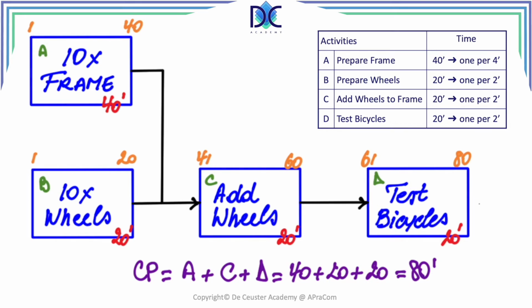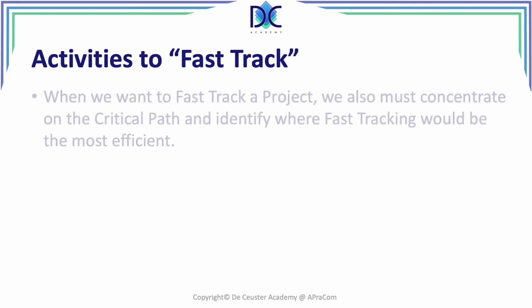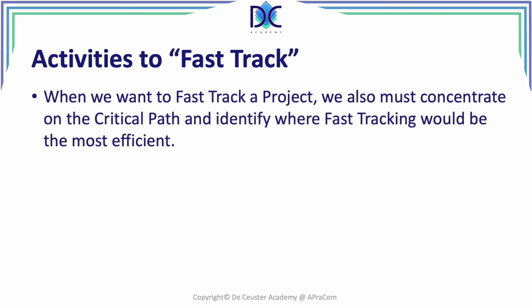Now we want to do something about this, and we are going to look at the principle of, let's say, fast tracking. Now we have to look at the activities which we can fast track. And we have to concentrate on the critical path. And when we identify the critical path, the fast tracking has to be applied on that critical path.